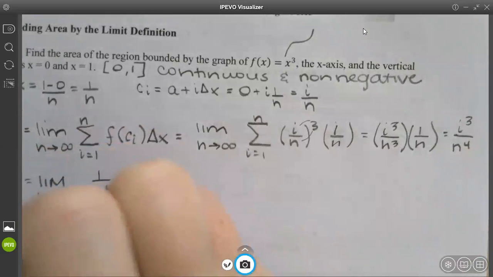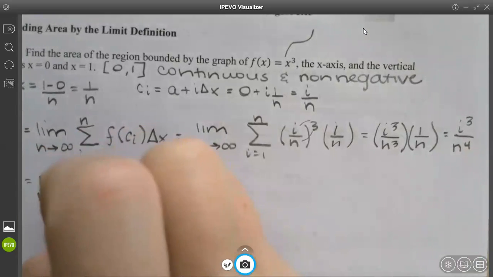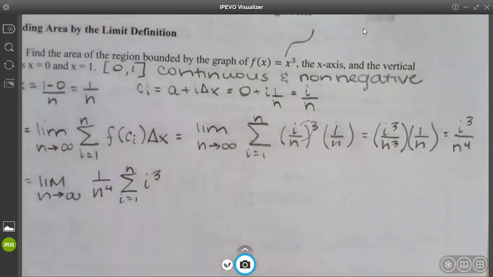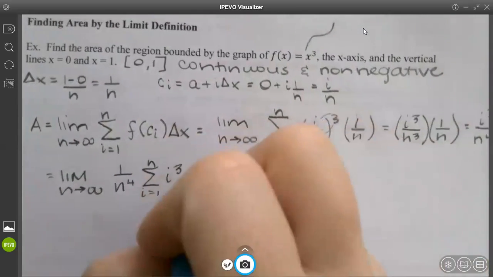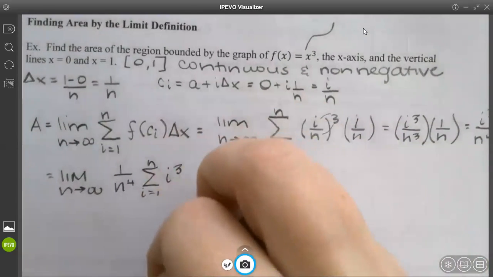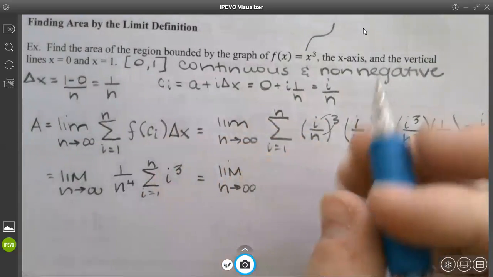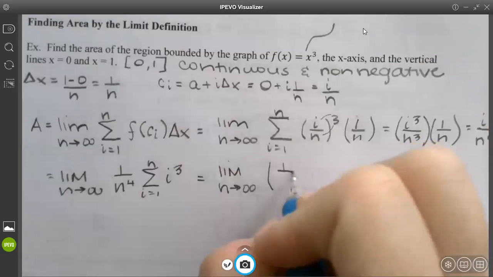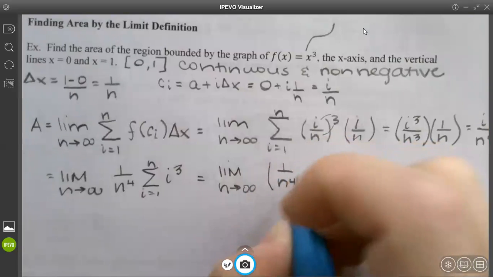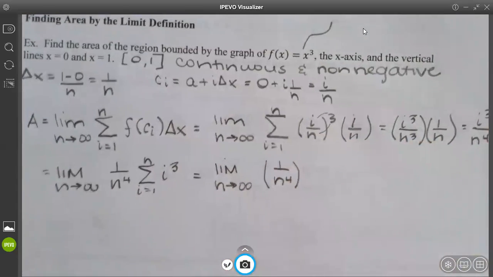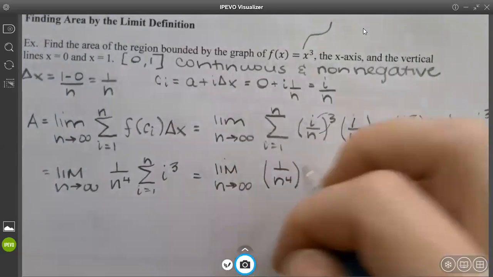And then I'm going to do my summation of i cubed. Right. There's a formula for that. Don't forget those formulas. So now we're down to the limit as n approaches infinity of 1 over n to the fourth. What's that formula for the summation of i cubed? n squared times n plus 1 squared, all over 4.